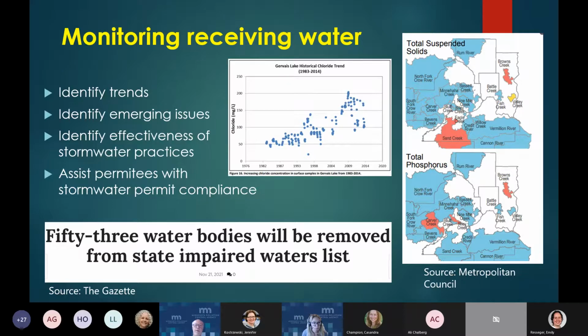It helps identify the effectiveness of stormwater practices. And the image on the right, this is from the Met Council, shows us that we are seeing improvements in most of our waters in the Twin Cities metro area. Well, what's causing that? And then we need to answer that question. Is it partly or hopefully significantly due to improved stormwater management? We need to get those answers. And it assists permittees with stormwater permit compliance. This headline on the bottom, 53 water bodies will be removed from the state impaired waters list. And a lot of those are because of improved stormwater management. Next slide.